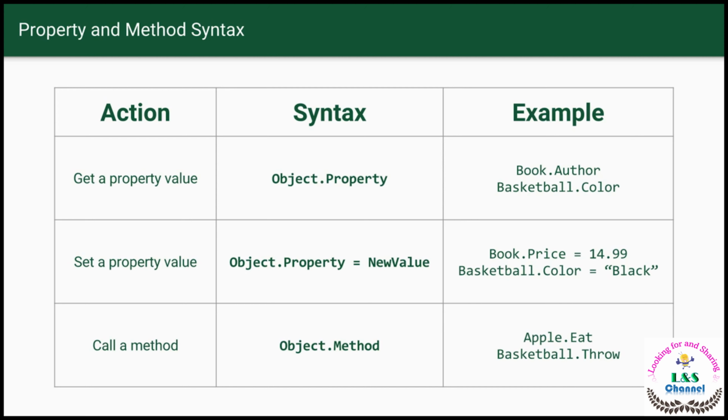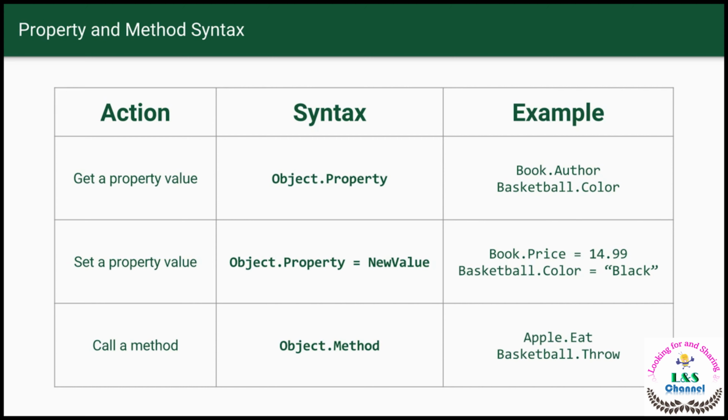So there's 3 things that we can do here. We can get a property, we can set a property, and we can call a method. The syntax for getting a property value, which means finding out a characteristic about an object, looks like this. We have an object, we have a dot, and then to the right of the dot, without any spaces, we have the name of the property. You can see that in the middle of the table right here. So let's take a look at the 2 examples in the right-hand column.